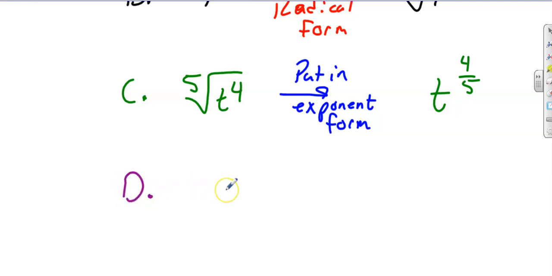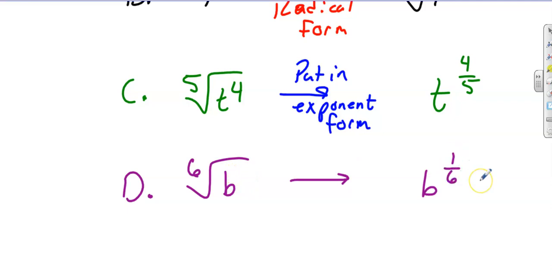And then one more here, basically on the same lines. Doing the 6th root of b. Okay, so if you've got the radical here, you're going to go back and rewrite it in exponent form. Technically, that's b to the 1st power, and 6 is the index, so it's just b to the 1/6. Okay, and objective 1 is that simple. There's no math involved on that one. There's nothing else that you have to do when you go through these.